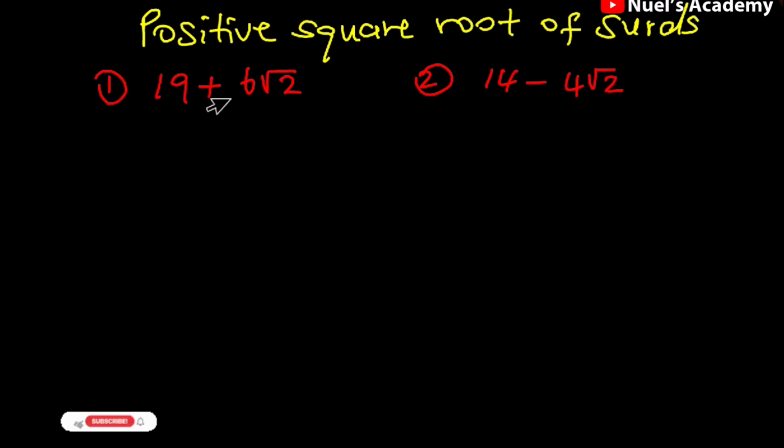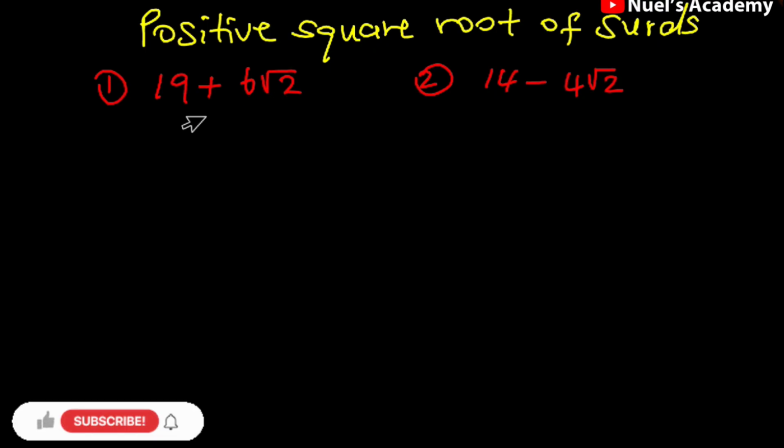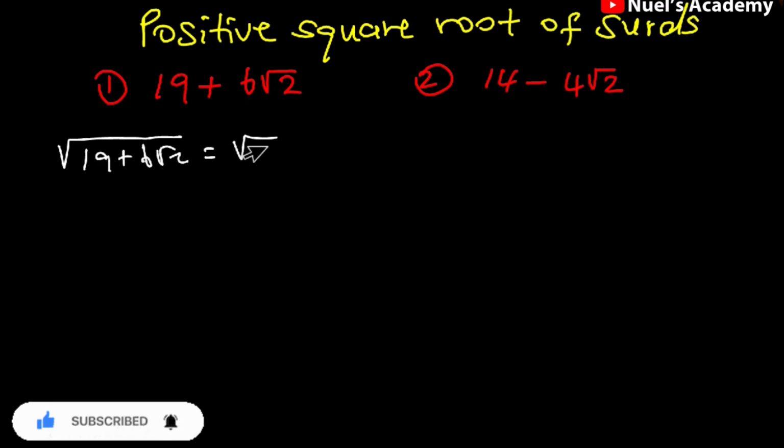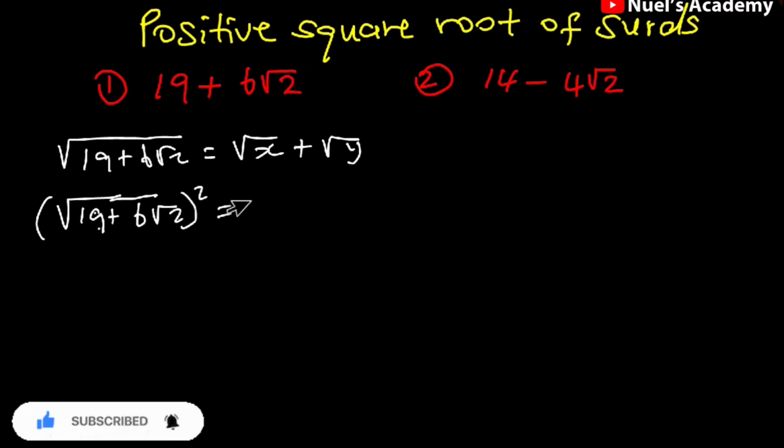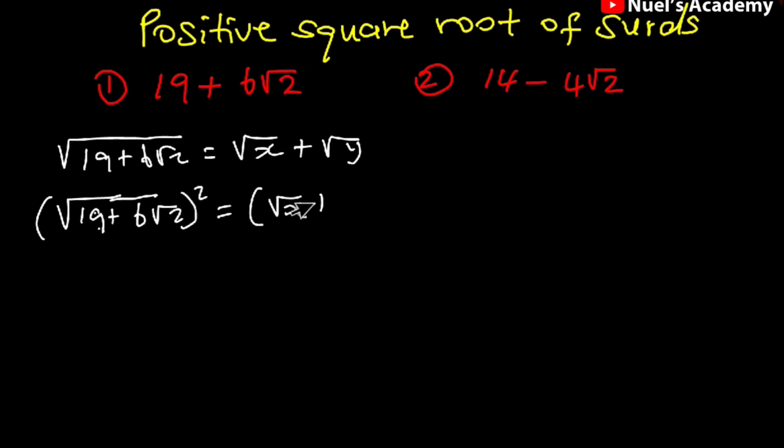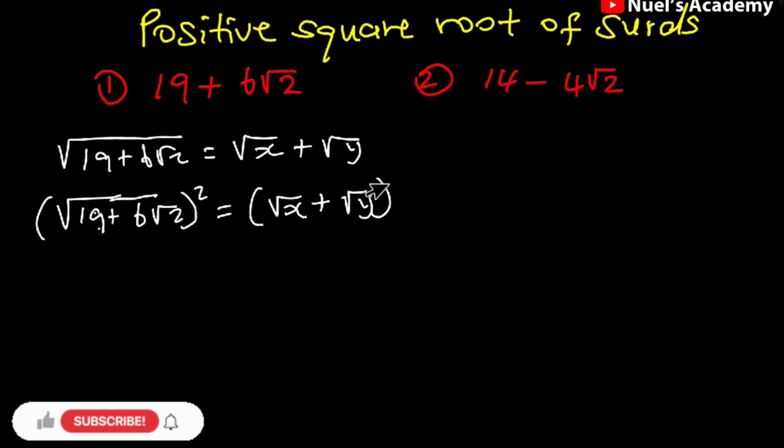So we have to find the positive square root of 19 plus 6 root 2. So we write square root of 19 plus 6 root 2. Then we're going to equate it to square root of x plus square root of y. So the next step is to square both sides. So we're going to have square root of 19 plus 6 root 2 equal to square root of x plus square root of y all square.